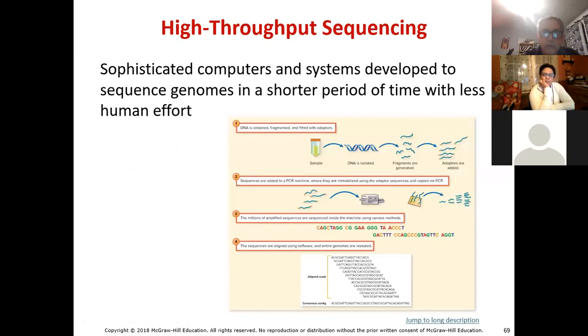High throughput sequencing uses sophisticated computers and systems developed to sequence genomes in shorter periods of time with less human effort. You can take a sample, isolate the DNA, and make the fragments. You add adapters onto the ends of the fragments. You can then use PCR instead of growing them up, as we had on the previous slide. You can PCR them and basically amplify them. You then have millions of amplified sequences, and you have to put them in the same order, look for overlaps, and use software to look at the entire sequence of the genome.